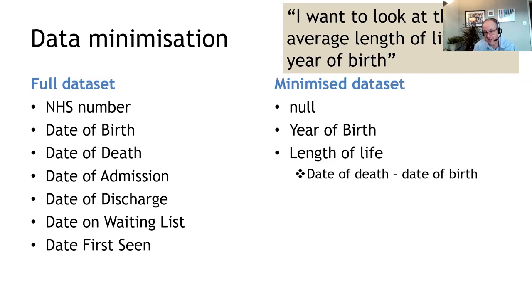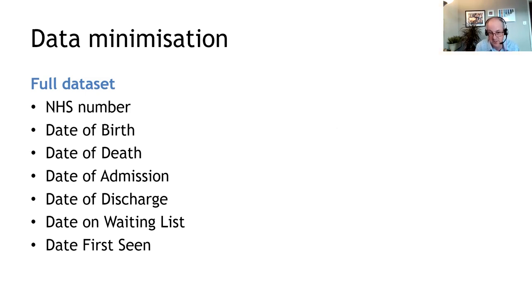So all I would receive in that case is no identifier, just, for instance, a data set with a year of birth and a length of life, which has been computed by the organization holding the data. So I don't even need to see date of death and date of birth. I'd see two items. That's minimization. It's another way to anonymize and protect identifiability.